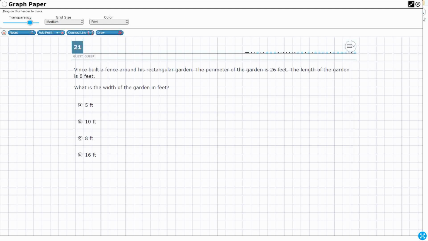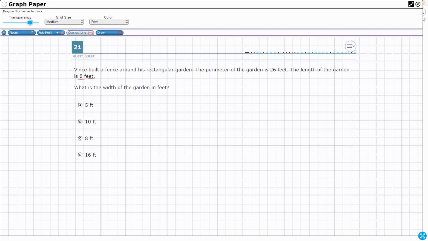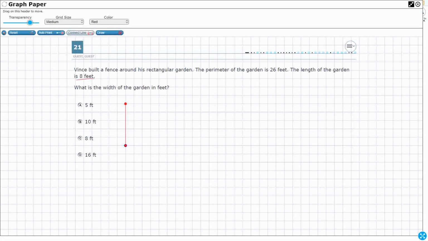And this is what we know. We know the length is 8 feet, right? We don't know how wide it is. That's what we're looking for. So let's just draw a series of rectangles. What if I did 1, 2, 3, 4, 5, 6, 7, 8? And then we're just going to have to kind of guess. So let's put our 8 right here.